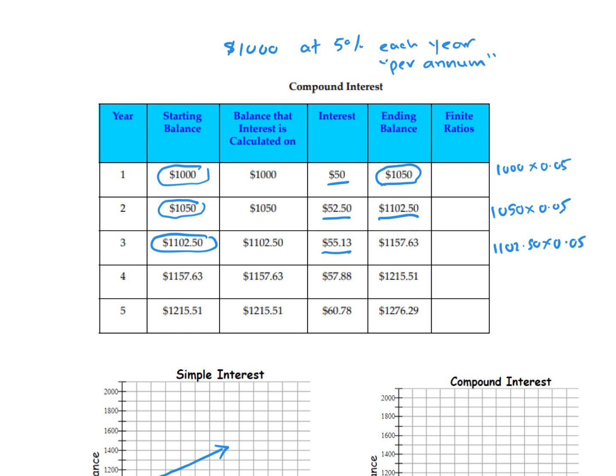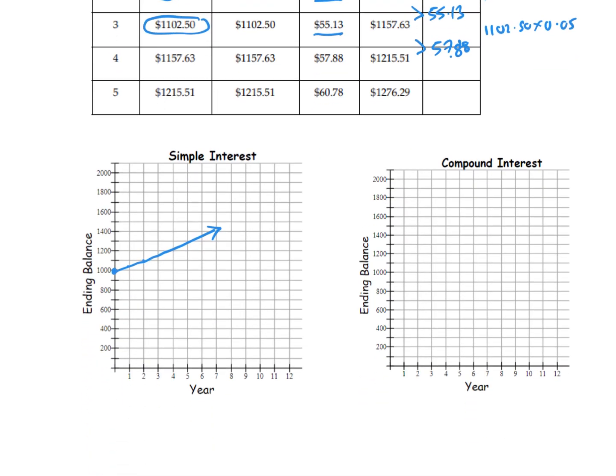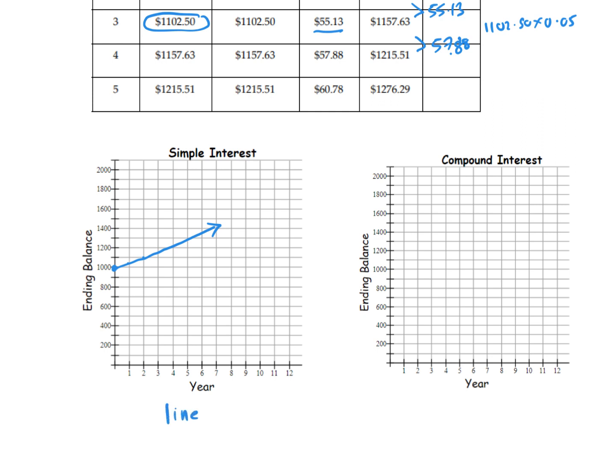So when we look at the first differences, it is not linear. If I subtract 1,050 from 1,102.50, the difference is 52.50. And then this difference is 55.13, and this difference is 57.88. So you can see that it's not going to create a linear function. It's actually going to create an exponential function. So this one is linear because the first differences were the same. This one is exponential.